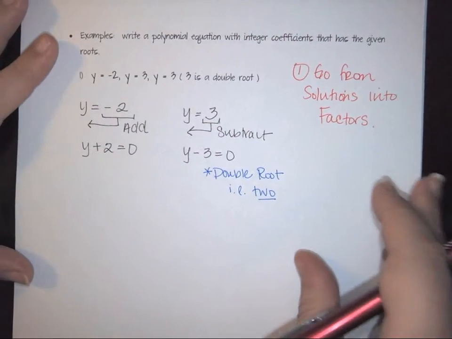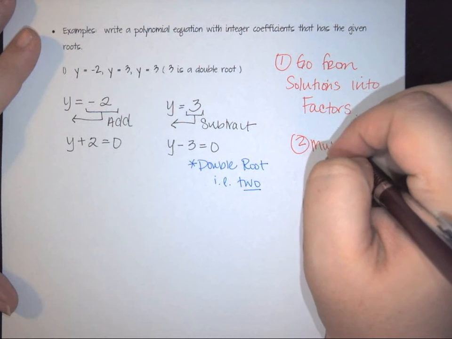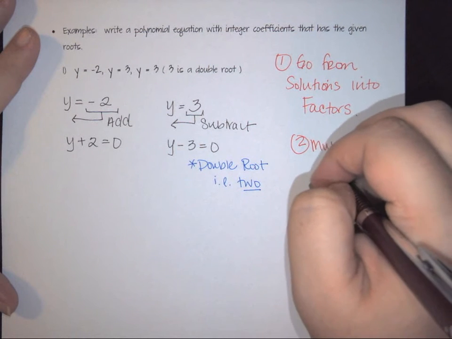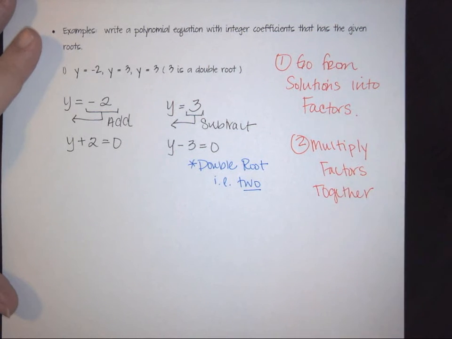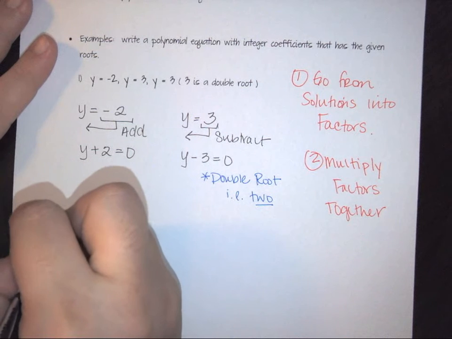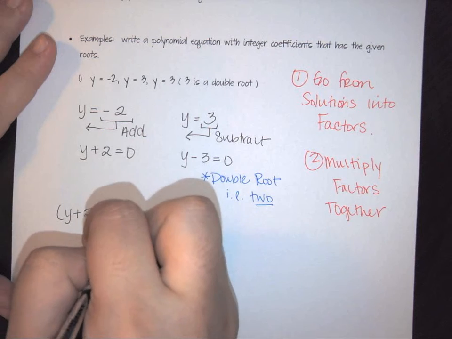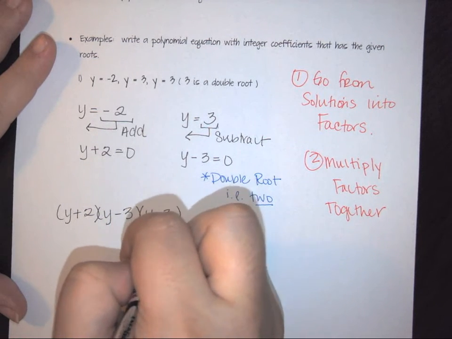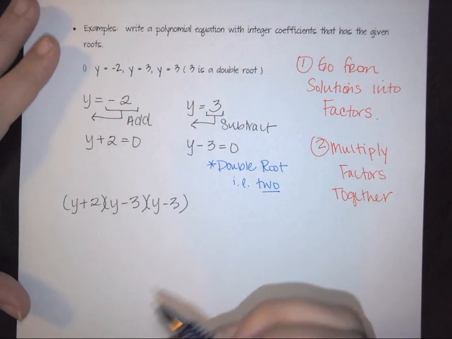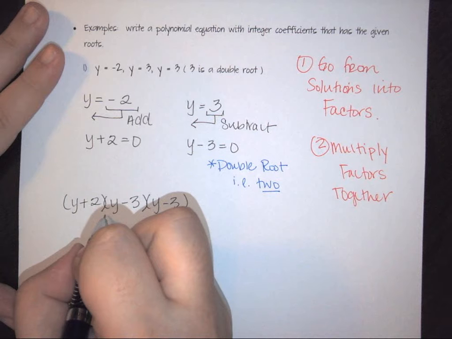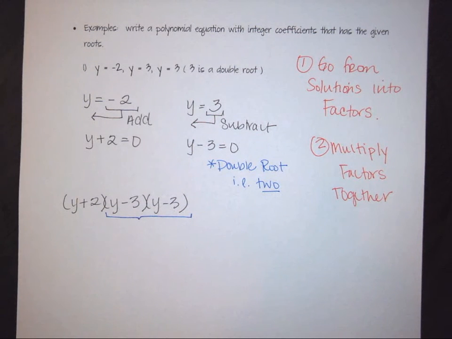Once you have your factors, which is what we have, then we have to multiply your factors together. So I have y plus 2 times y minus 3 times y minus 3. So I have to multiply these together. What I'm going to do is take 2 of them, these 2 right here because they're identical, and multiply them together.